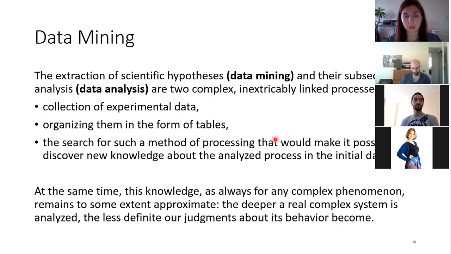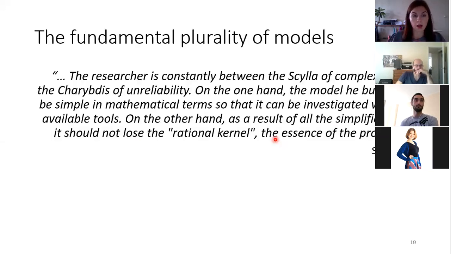At the same time, this knowledge about dependencies inside the data, for any complex phenomenon, always remains to some extent approximate. The deeper a real complex system is analyzed, if we have a human in our case, when we are talking about biomedical engineering, the less definite our judgments about its behavior become. So we could not predict anything if our system is really complex. I think that it's an intuitive conclusion.